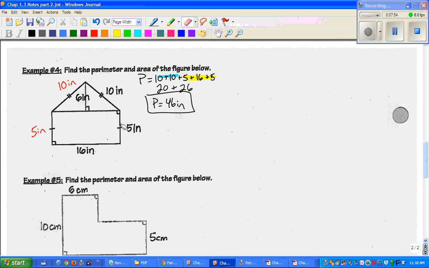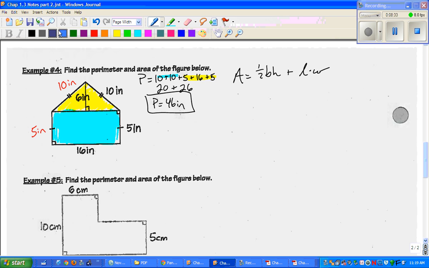Now we need to find the area of this guy. And we have 2 different shapes. We have our triangle, and then we also have the rectangle. Let's make that look a little prettier. Okay, so when we find the area, it is going to be the triangle plus the rectangle, which is length times width.